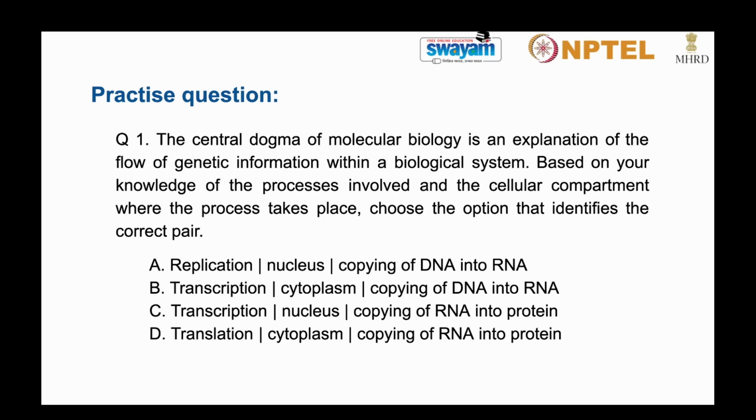The second option is transcription occurring in the cytoplasm and copying of DNA into RNA. The third one is transcription occurring in the nucleus, copying of RNA into protein. And the last option is translation, which occurs in the cytoplasm and copies the RNA into protein. As we have discussed the central dogma, what do you think would be the probable answer for this question? Now you can answer. Which one? Fourth? Fourth. Okay, does somebody else want to tell the answer?